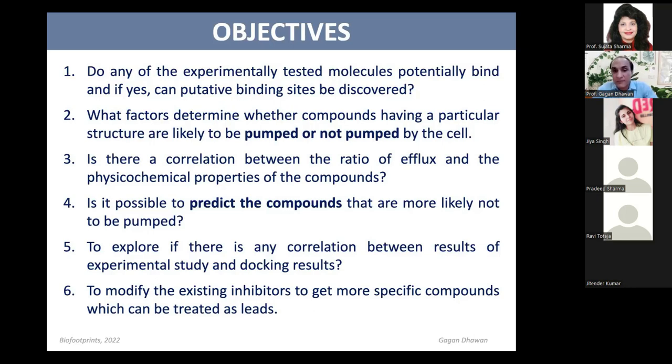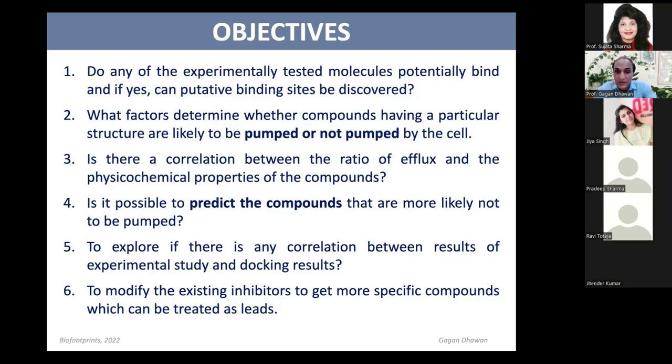Jaise maine abhi bataya, ek benzene ring, do benzene ring, teen, ye just a hypothetical example hai. But yes, hum inhi sare parameters ko consider karenge. They can be benzene ring, they can be hydroxyl group, they can be amino group. Aapko sare parameters consider karne hai looking at the structures. And then you have to check whether there is a correlation between the ratio of efflux and the physicochemical properties of the compounds. I'll let you know what physicochemical properties are.